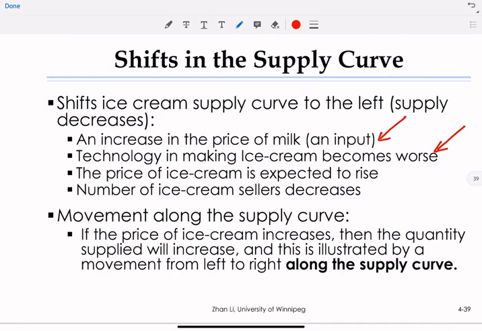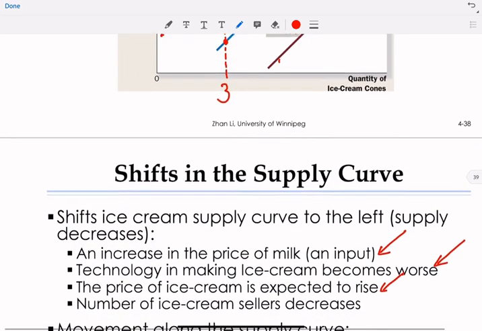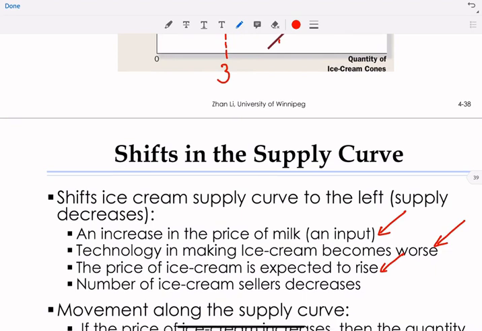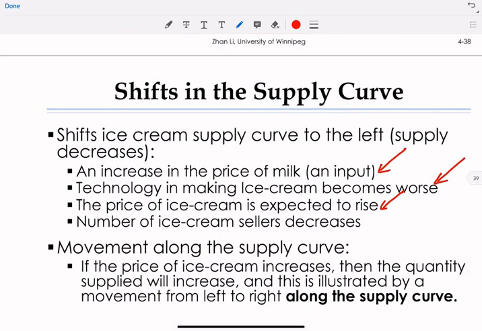Now, let's talk about the third factor. The third factor says the price of ice cream is expected to rise. Now, think about this from the perspective of an ice cream seller. If you're the seller, and if you know ice cream will become more expensive in the next month, what would you do? Well, if you know the ice cream cones will be more expensive in the future, you will want to reduce your supply today, right? Because why would you want to sell at a lower price, right?